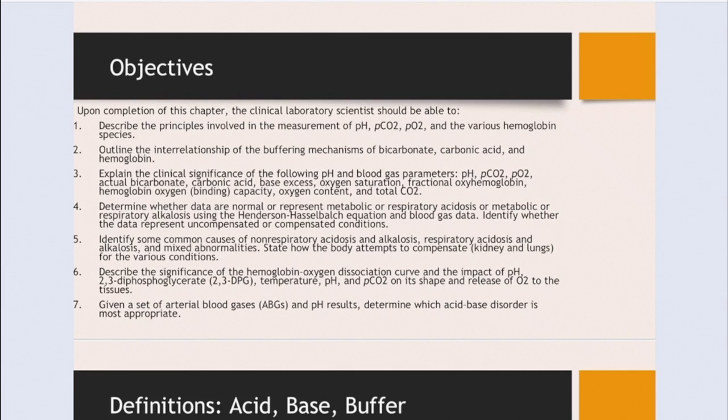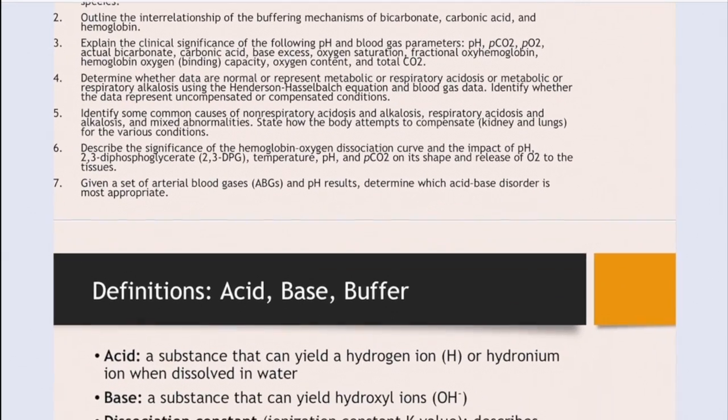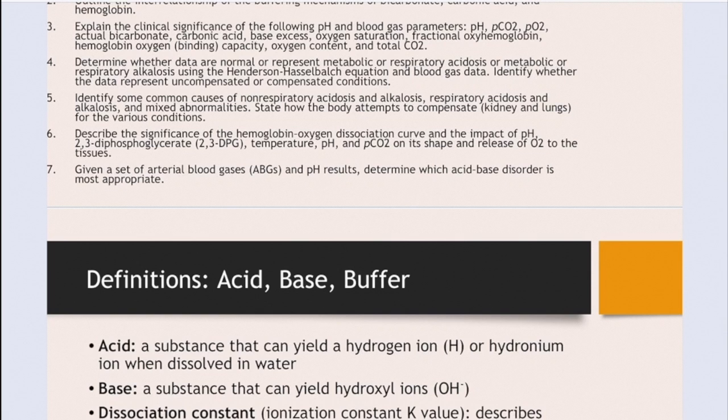We're going to identify some common causes of non-respiratory acidosis and alkalosis, respiratory acidosis and alkalosis, and mixed abnormalities. Then you should be able to state how the body is going to attempt to compensate for that using the kidney and lungs for various conditions. Describe the significance of the hemoglobin oxygen dissociation curve and the impact of pH, 2,3-DPG, temperature, and PCO2 on its shape and release of oxygen into tissues. And given a set of arterial blood gases and pH results, determine which acid-base disorder is most appropriate.